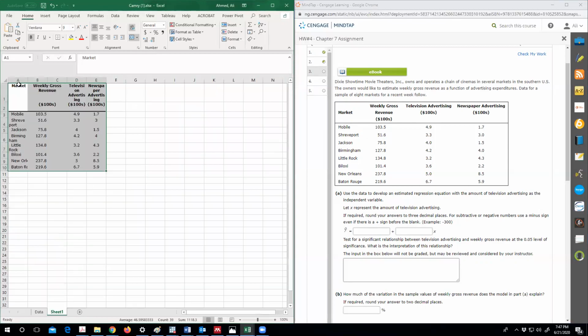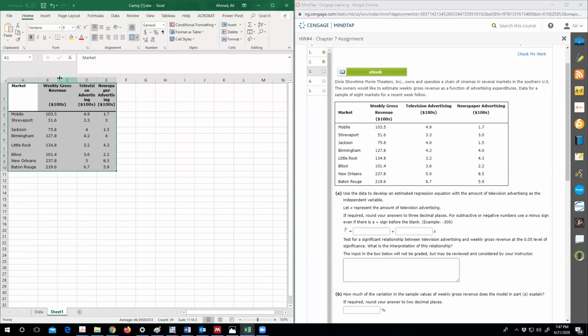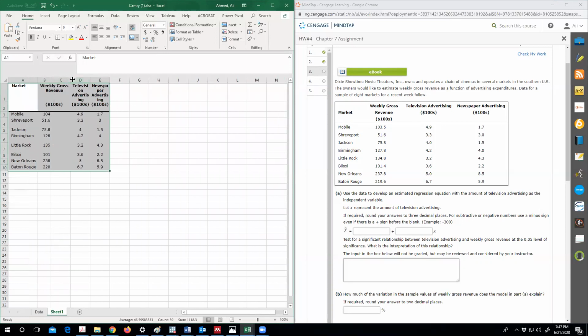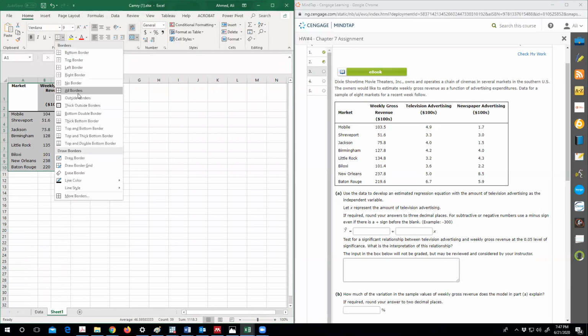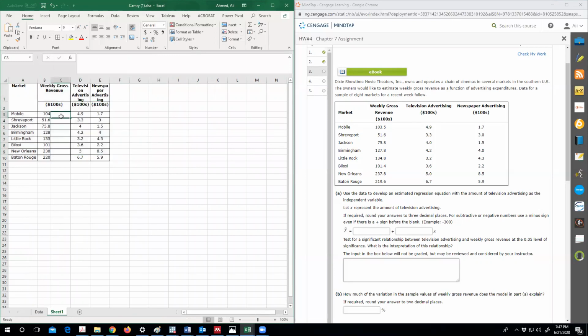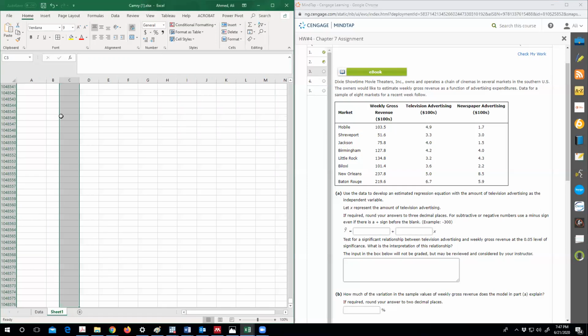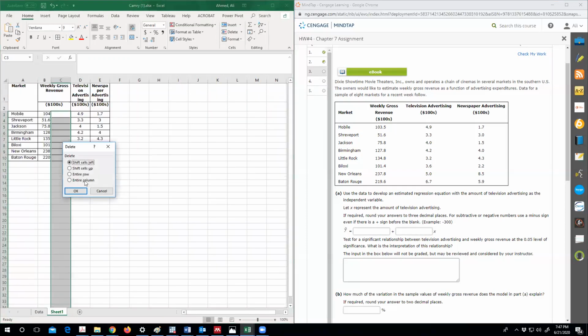So let's see. I just copy pasted the data here in Excel. It looks a little bit messy, but it's okay for analysis. And I'm just trying to make clear what's in here.